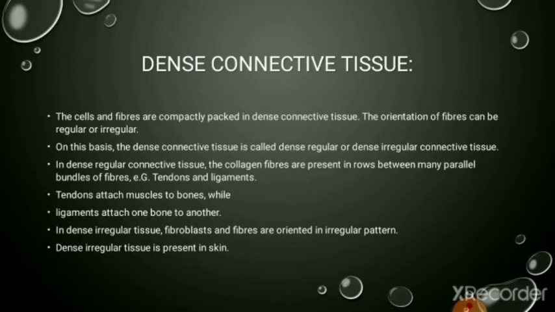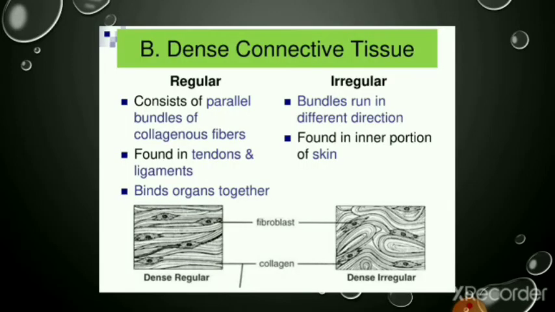In dense irregular tissues, fibroblasts and fibers are oriented in an irregular pattern. Their arrangement is not in a stack-like manner. They are arranged in an irregular manner. So dense irregular tissues are present in skin. Here you can see the diagram of the two, that is regular and irregular connective tissue.